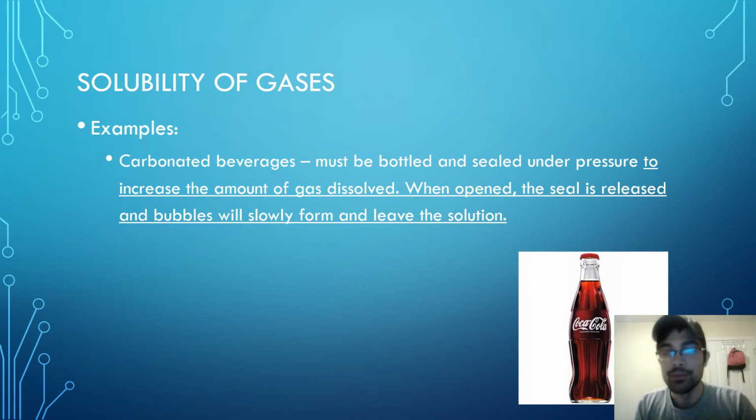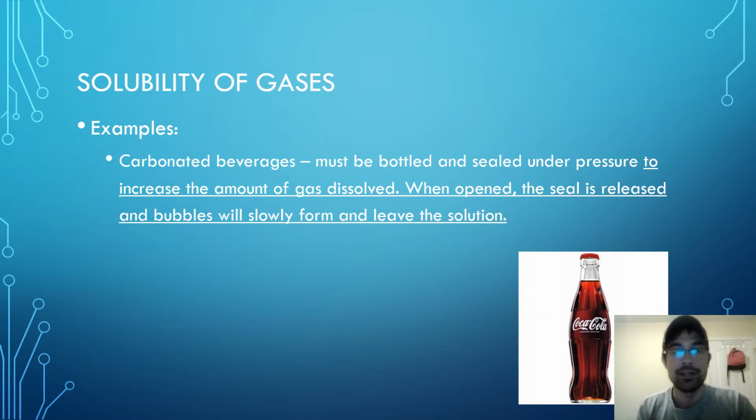So an example, something you probably know and love, a carbonated beverage, whether it be Coke, Sprite, anything like that, there's obviously a large amount of gas inside. Those beverages have to be bottled or canned, sealed and under high amounts of pressure. The high pressure forces that gas into the liquid, and so that carbon dioxide, which makes those bubbles, gets dissolved in the liquid.